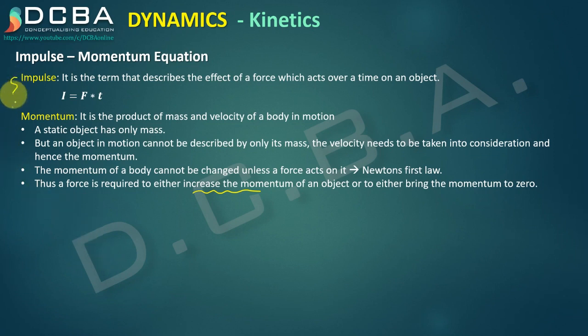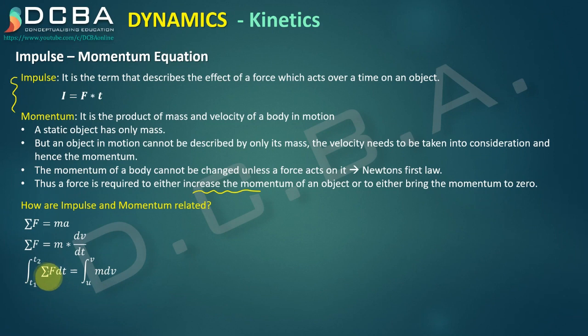Now how are these two related? We'll see. Again we'll go back to the equation, summation of F equals ma. In this, we will put a as dv by dt, the rate of change of velocity, and this dt I will take to the other side. So summation of F dt, going from t1 to t2, is equal to the integration of m dv, going from u to v.